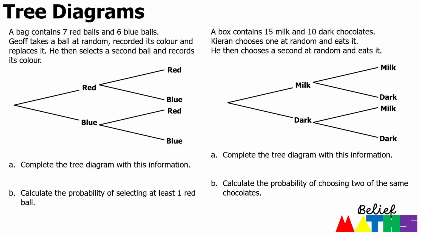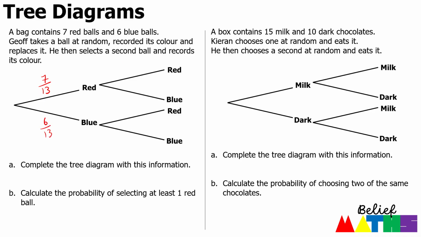Jeff takes a ball around and records its colour and puts it back. He then takes the second. Because he replaces it, these events are independent, which means every choice of red is the same and every choice of blue is the same. So the probability I choose red is 7 out of 13 in the whole bag. The probability of blue is 6 out of 13.